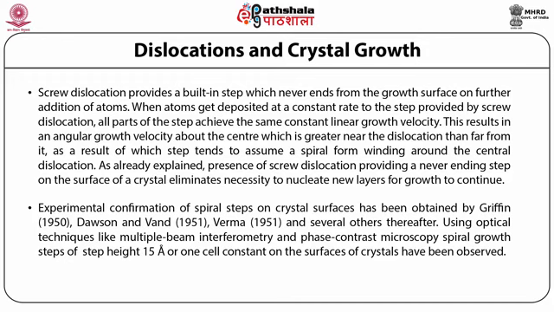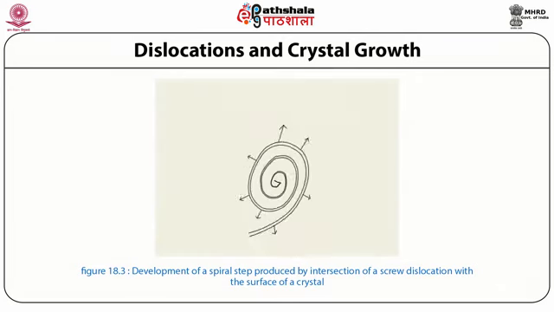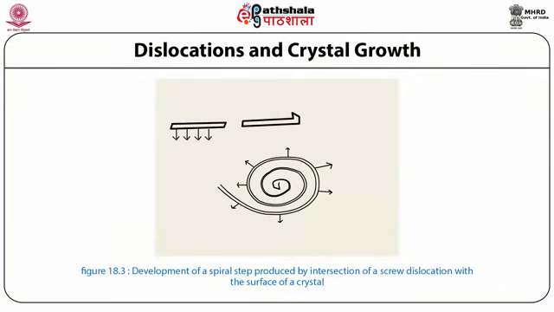Using optical techniques, multiple beam interferometry and phase contrast microscopy, spiral growth steps of step height 1.5 angstroms, or one cell constant, on the surface of crystals have been observed. This shows Figure 18.3, which is the development of a spiral step produced by intersection of a screw dislocation with the surface of a crystal.